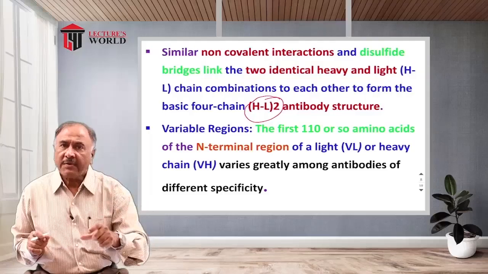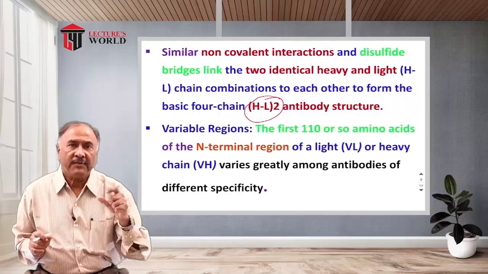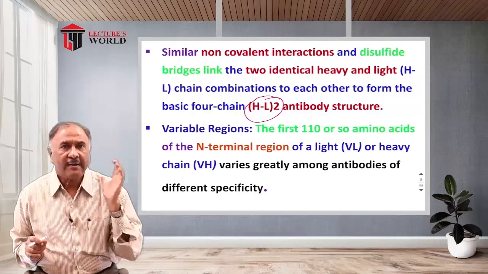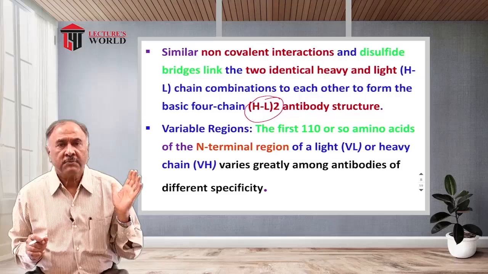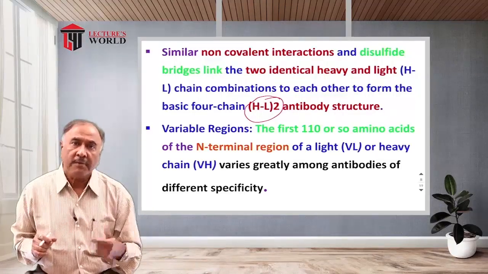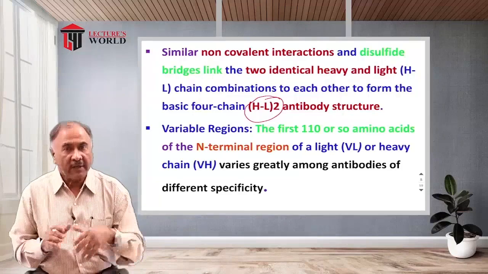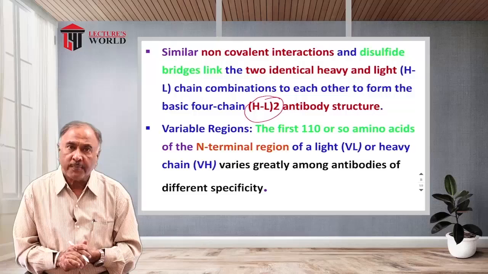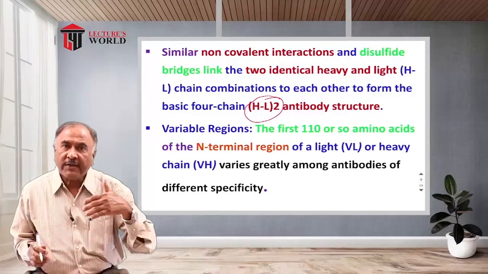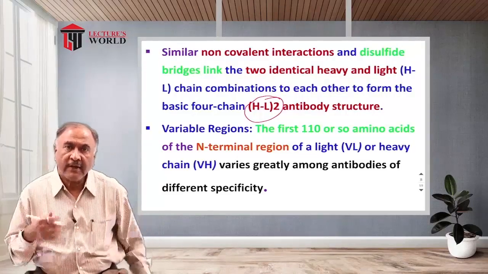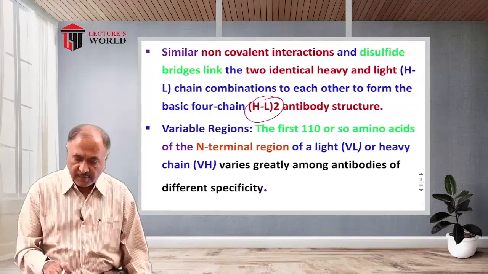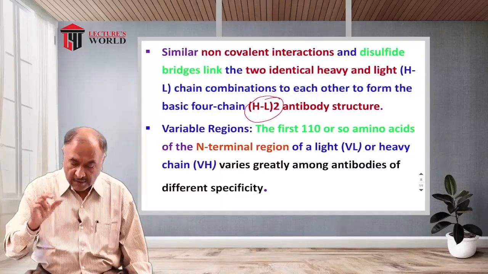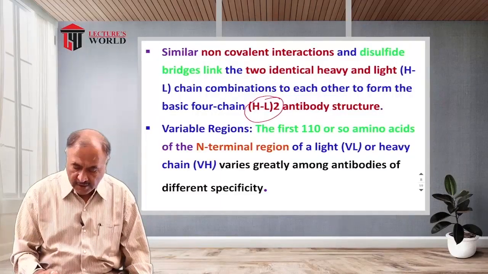One amino acid binds with another by peptide linkage, and this linkage is between the carboxyl group and amino group. So one end will have a free amino group and the other end will have a free carboxyl group. So we call it N-terminal and C-terminal. So at N-terminal, these variable regions are located. And what is their length? The length is approximately 110 amino acids.